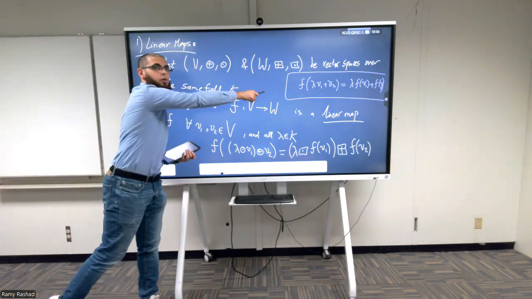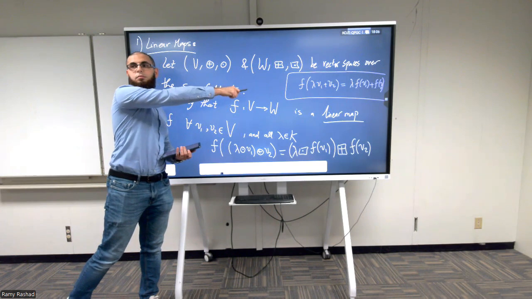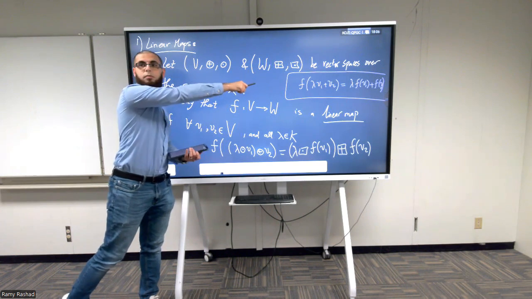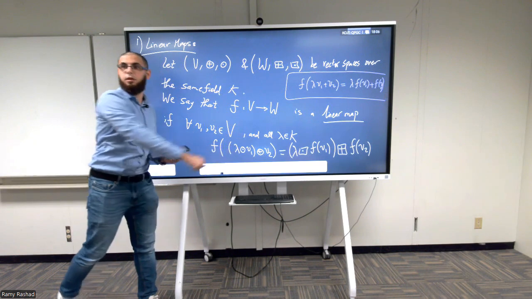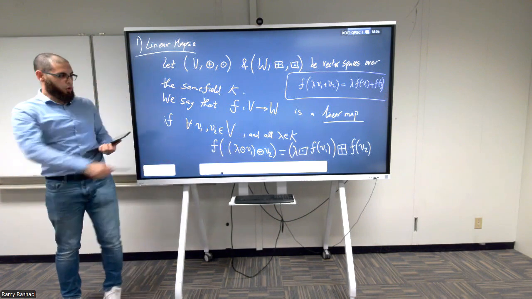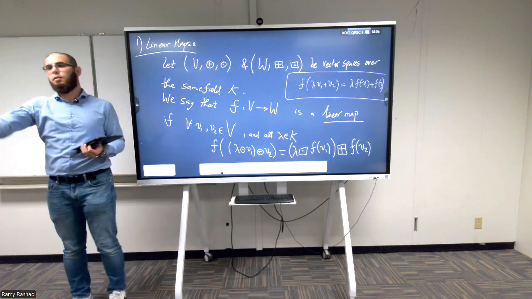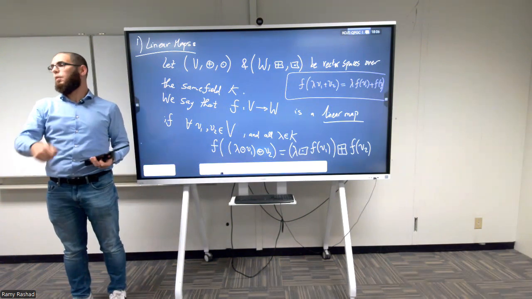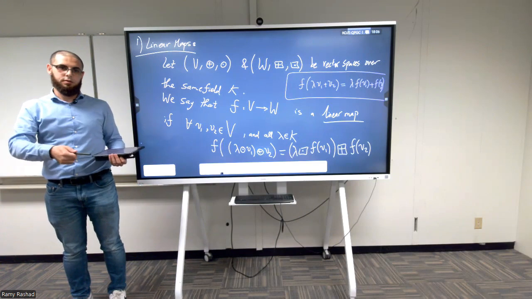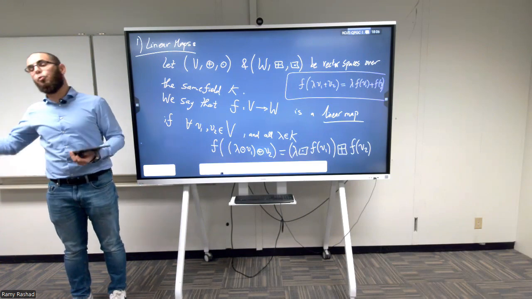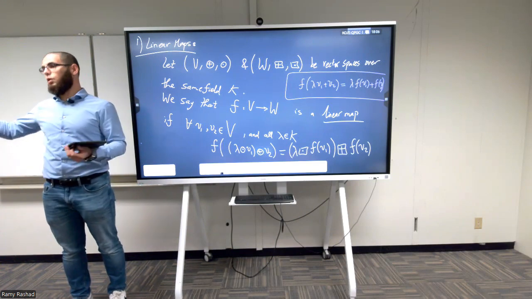Who never saw this before? Okay, we've all seen this before. So you now understand what this means, right? But of course, this is a notation overkill, right? Because I'm giving a new operation for the V, and a new operation for the W, and a new operation for the field, and so on and so forth.